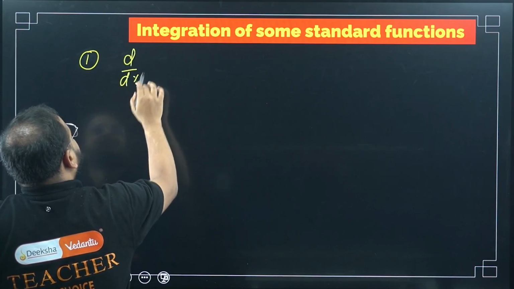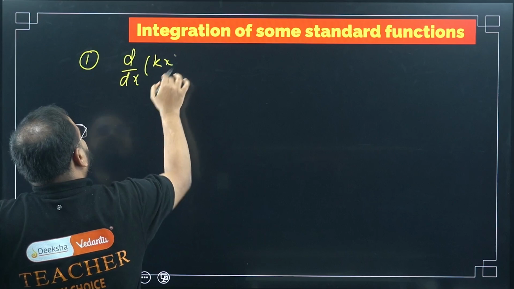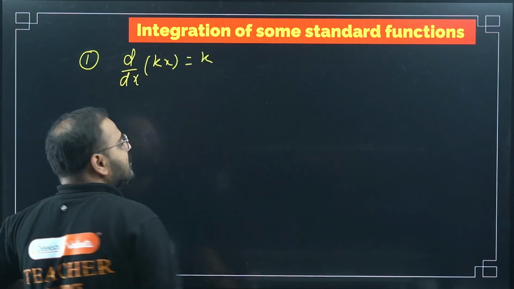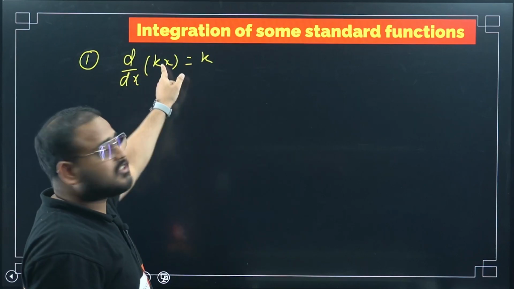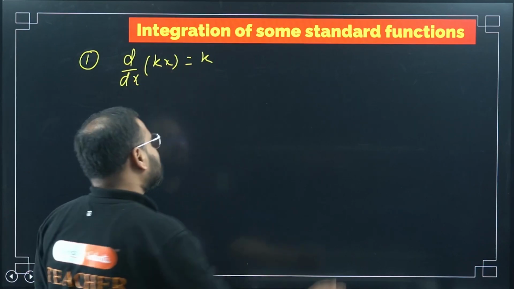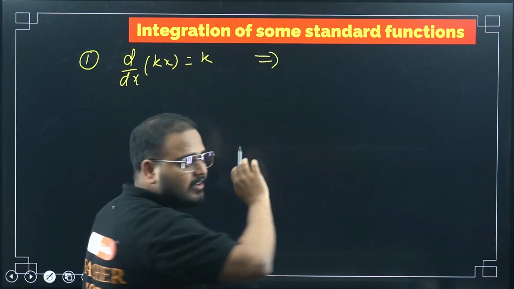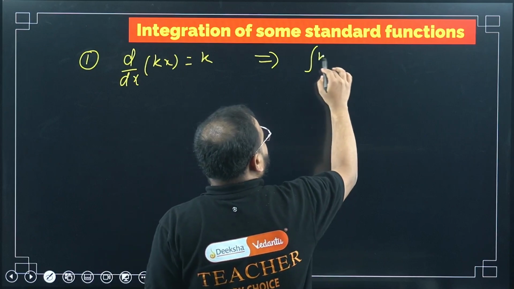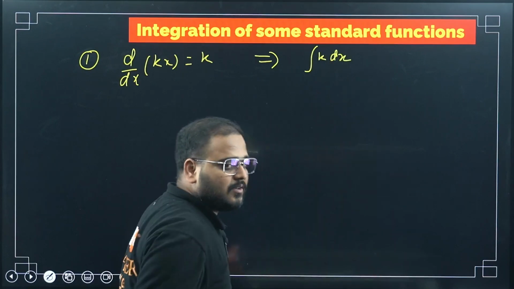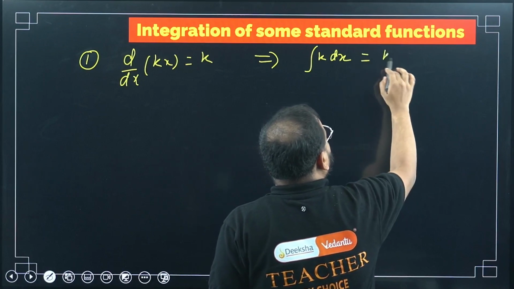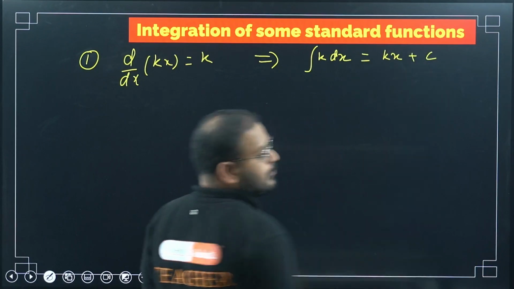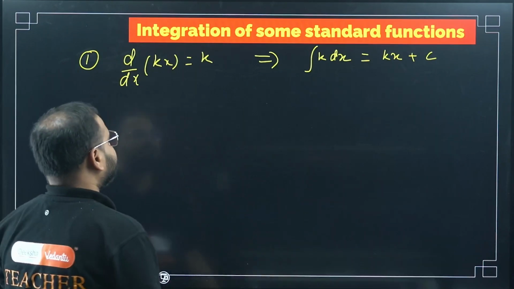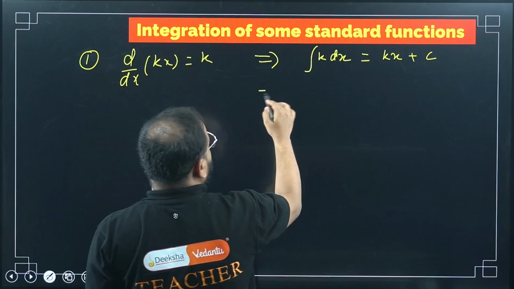Differentiation of, let's say I have kx. What is my answer? Very simple. It's k, sir. How, sir? I take k common. X differentiation is 1, so simply k. That's why my first formula will come from here only. Integration of any constant k with respect to dx, what am I going to get? Simply kx plus c. C will come, bacha. How, sir? Constant of integration will be there.